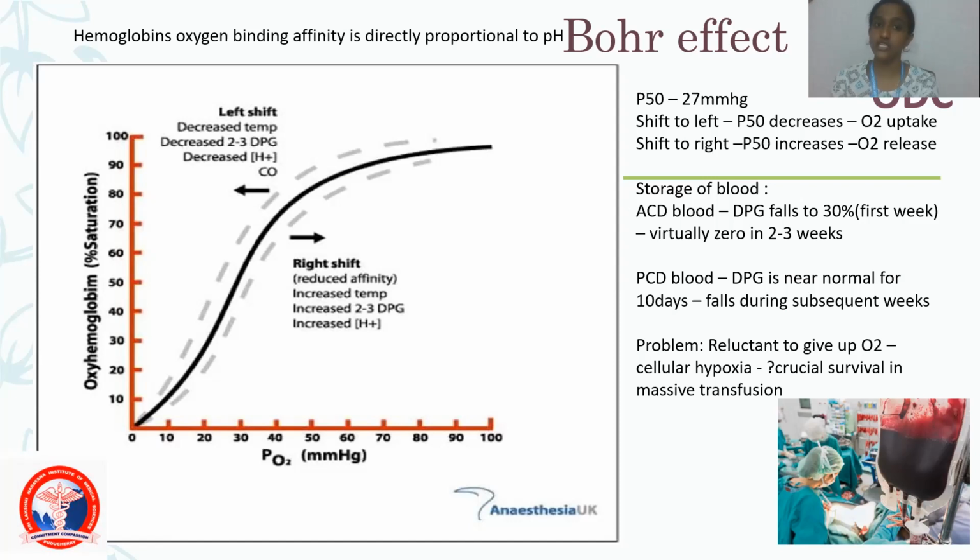Still, the peripheries will face cellular hypoxia when you use stored ACD blood and transfuse it to a patient after 2 to 3 weeks. So that's of no use. That's the advantage of a PCD blood. Even after 2 weeks, the DPG will be near normal, and only after 2 weeks will it start declining. So if you only have 2 or 3 week old blood, it is preferable to use a PCD blood rather than an ACD blood, because ACD blood can lead to cellular hypoxia. That's the only issue.